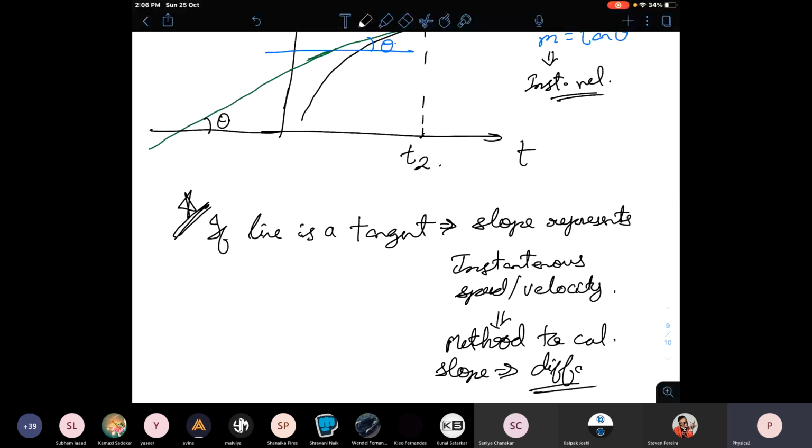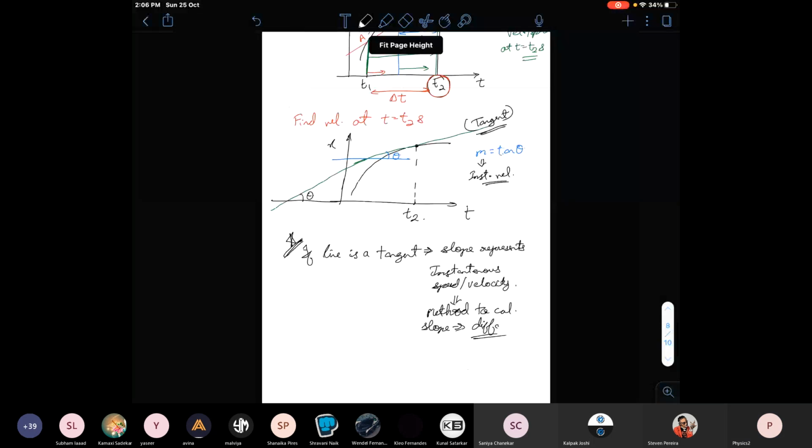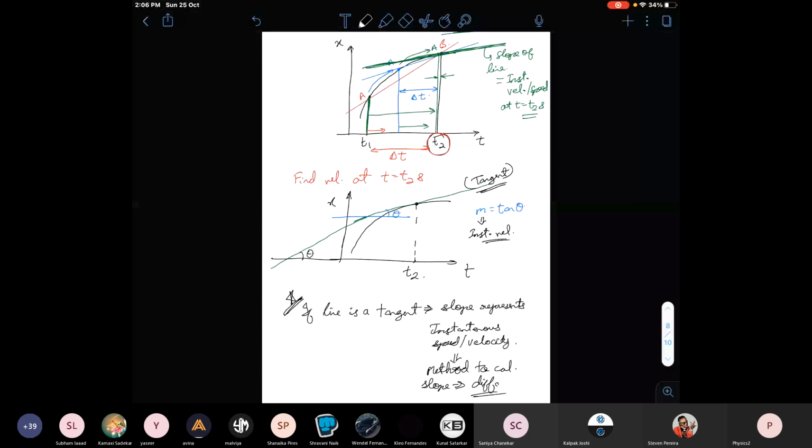Those who want to write, you can write it. So that's it. In the next class, we will do the methods of calculation of slope, that is differentiation, the rules and all. So that's it. Thank you.